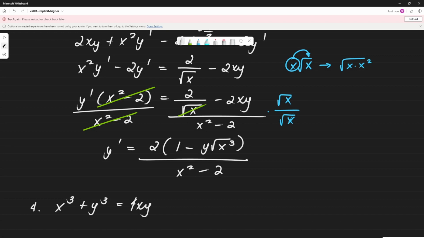Sir, hindi po ba pwedeng i-cancel yung 2 since nakalabas na yung 2? Hindi. Kasi operation yung, tawag dito, addition and subtraction operation natin. So, hindi pwede. Dapat naka-multiply para pwede natin siya i-cancel, no? So, this is our final answer. Okay? So, yan.